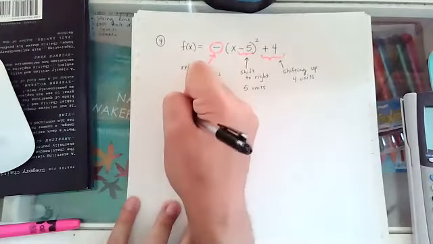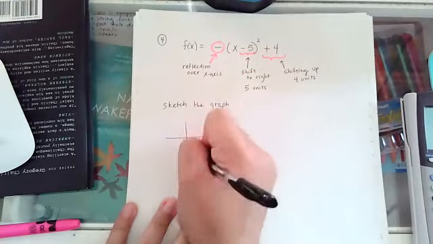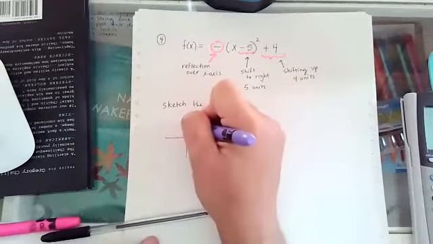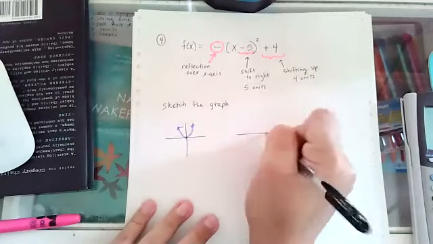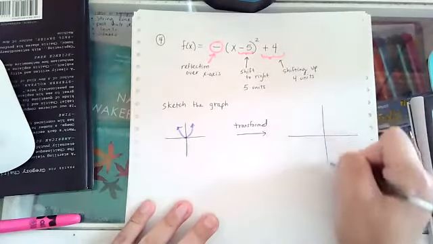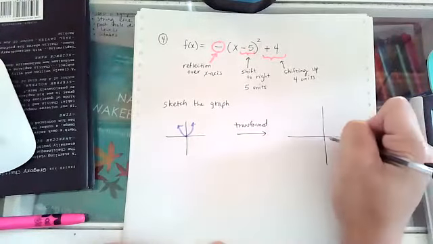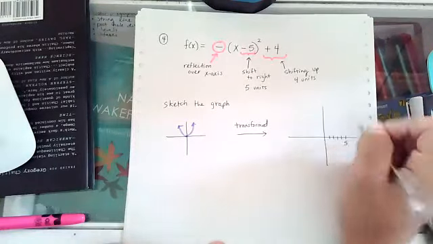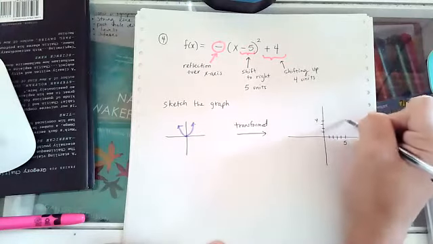So if I asked you to sketch the graph, recognizing that the parent function looks something like this, because we're still dealing with a quadratic function, then our transformation will look something like we shifted to the right 5 units, so 1, 2, 3, 4, 5. We're shifting up 4 units, so 1, 2, 3, 4. So right here at 5, 4 is going to be the vertex or the reference point for this.